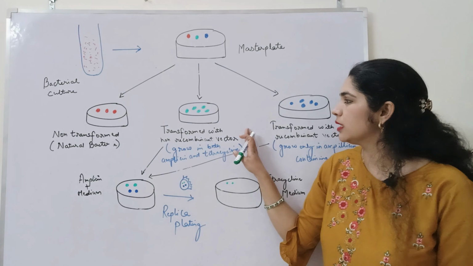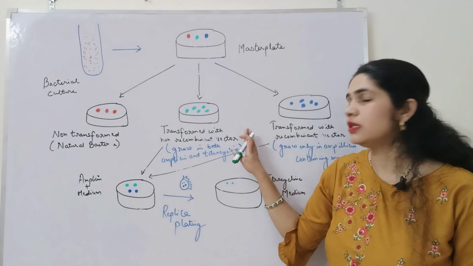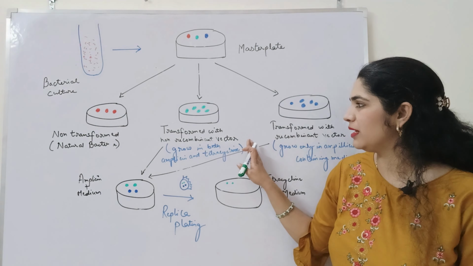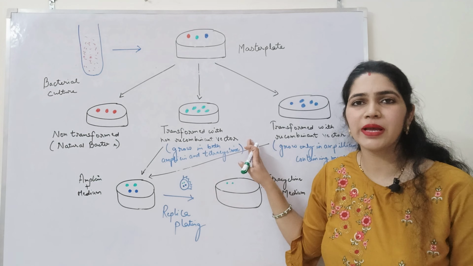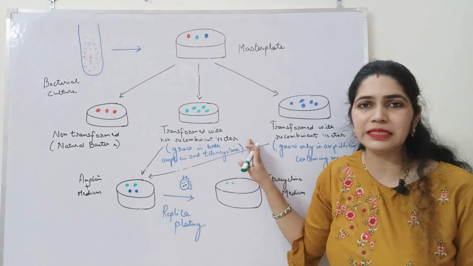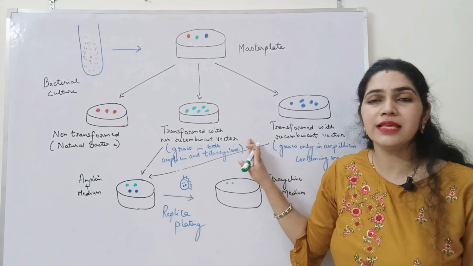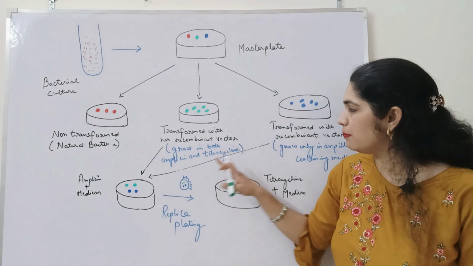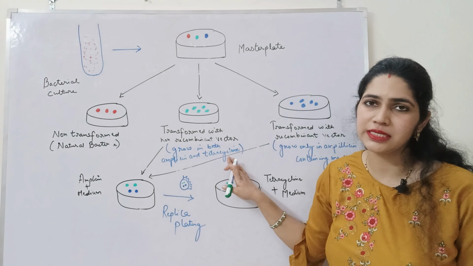The second one, the green one, will represent the transformed with non-recombinant vector, as these are those bacterial colonies that will get transformed with the plasmid but do not contain my gene of interest. Hence, they are able to grow on both ampicillin and tetracycline containing medium.